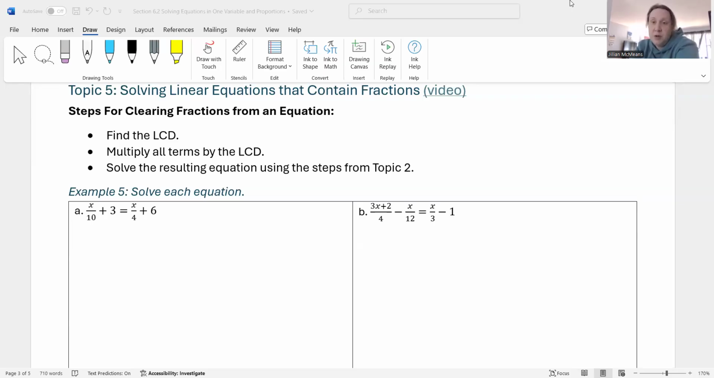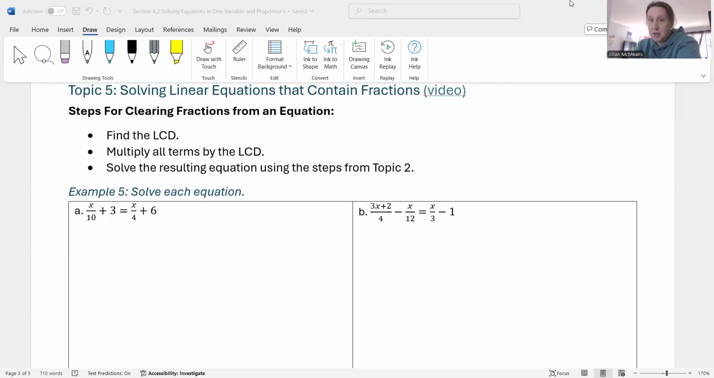So for topic 5, we're going to look at solving linear equations that contain fractions, okay? So we need to remember a couple of things. In this section, we're talking about linear equations in one variable. That doesn't mean there's going to be a single variable in the equation. It just means there's going to be a single type of variable, like all x or all y or all z. And what makes these equations linear is the fact that the highest exponent you would see would be an exponent of 1. Okay. So that's what a linear equation is.